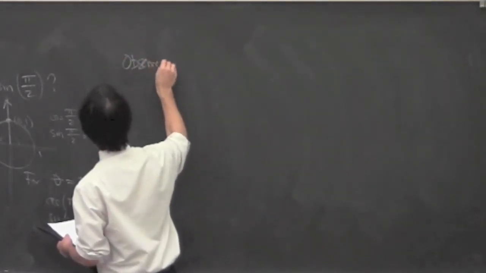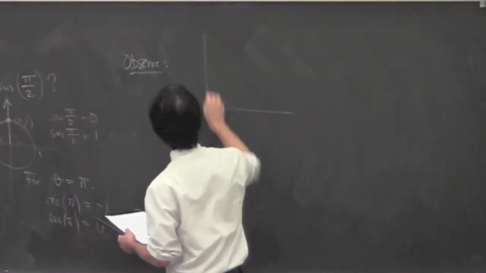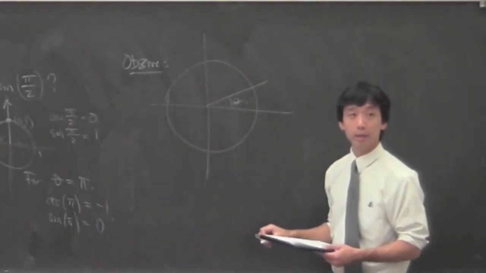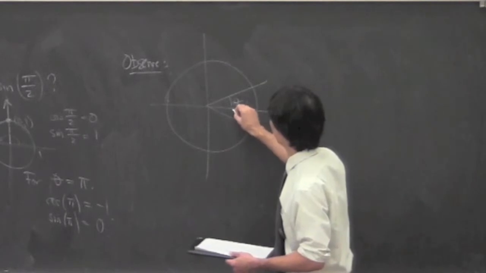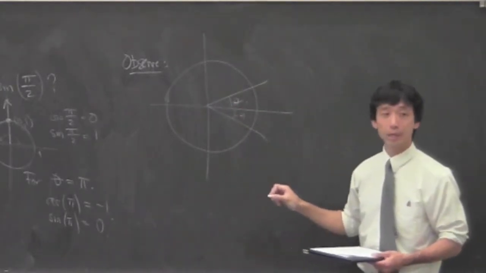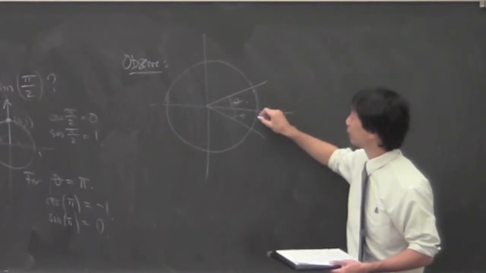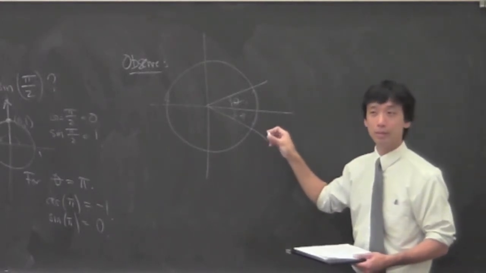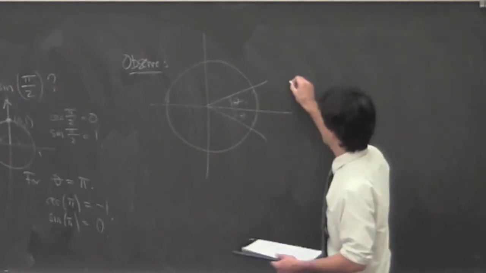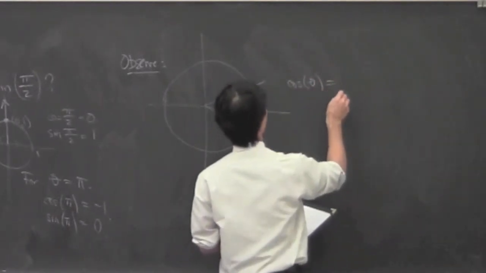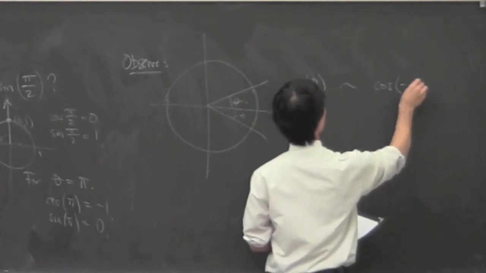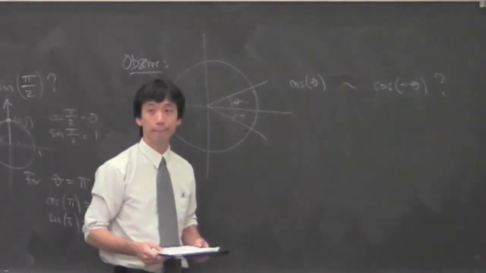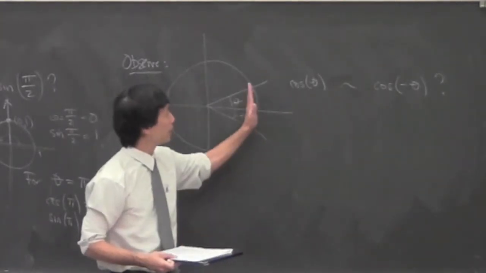Observe. If I take an angle theta, and I take another angle, negative theta, so walking this way is positive, walking this way is negative. Take the same angle. What do you see about the cosines and sines? What's the relation between cosine of theta and cosine of negative theta? The cosine is the same, but the sine is opposite. That's right. The cosines are the same.